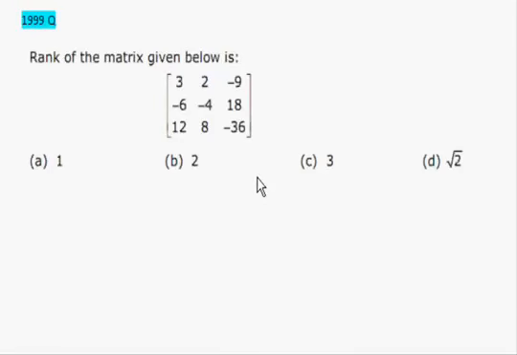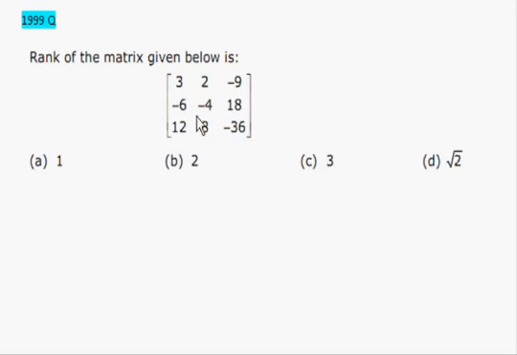Now come to the first question of 1999, which requires the rank of the matrix. You are required to find the solution. How can you find the rank? To find the rank, you find the determinant value of the 3 by 3 matrix. If it is not equal to 0, then the rank will be 3.